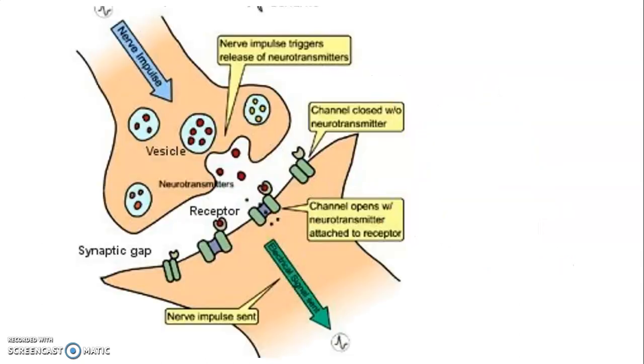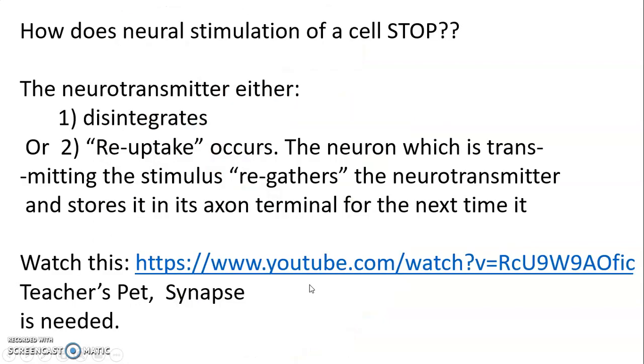A couple more details. Oh, this is just another image. Here the nerve impulse is blue. This is the sending cell. This is the receiving cell, right? The nerve transmitter is red. See how the gate was closed. Now the ion gates are open. The ion has flowed through, and the nerve impulse has been transmitted.